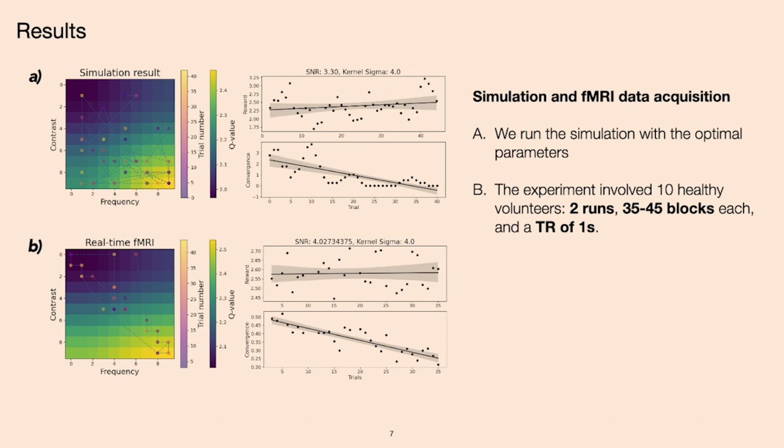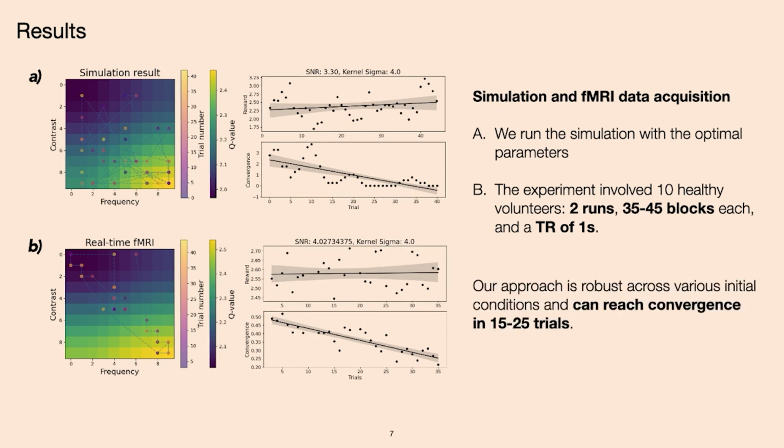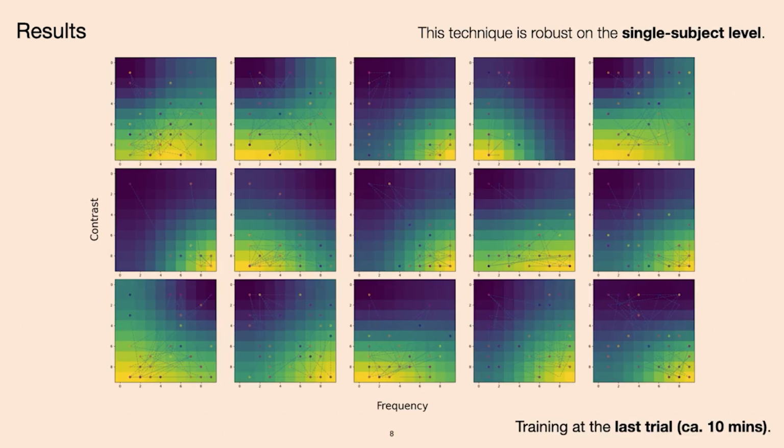And the same happens for our participants. What you see on the bottom is a mean of all the runs of all our participants. And the colors of the matrix, I forgot to say, is basically the last matrix, so where the algorithm stops. So you see that it optimizes for high contrast and high frequency. In 15 to 25 trials, we're already able to reach convergence. And here there are a few matrices at the last trial for a few runs, so you see that the result more or less is the same.